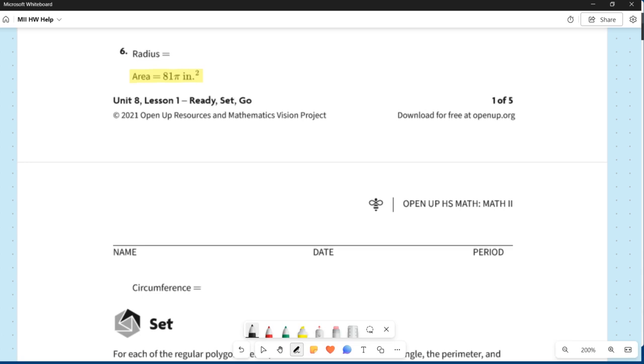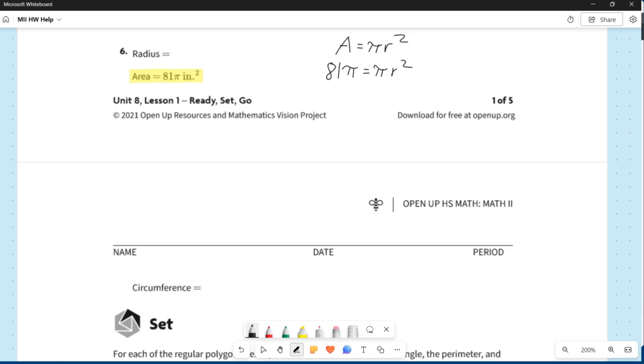So again, our formula for area does not change. Area, I'll do this over here on the right, is pi r squared. We are told that our area is 81 pi. We can ignore the inches squared for a second, and the right-hand side just drops down. Not really much we can do yet.